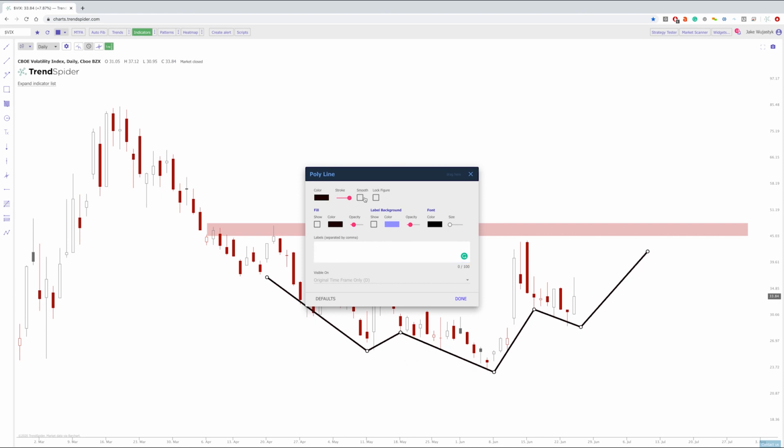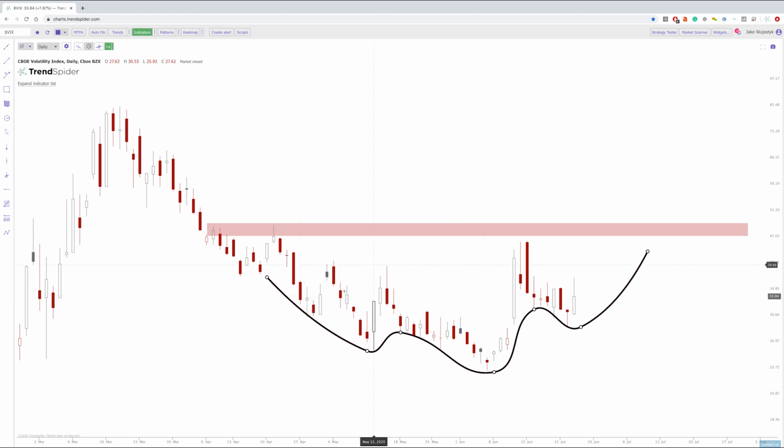So that's a little bit of a hack on Trendspider you can have fun with, and you can really create some pretty cool works of art using this. So looking at the VIX now, we do have this kind of inverse head and shoulders forming, and we'll just have to see if this continues into the rest of the week.